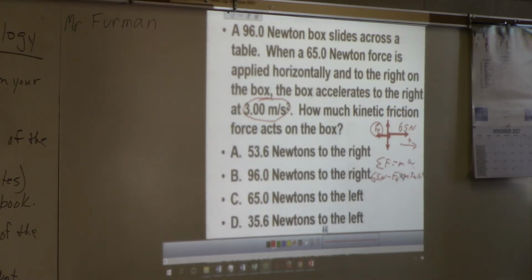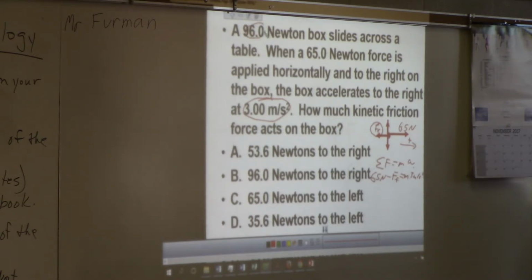What am I trying to find? Friction. Well, I've got a number here, I've got a number here, but I don't have the mass. Does the problem tell me the mass? Yes? No? What have I not used out of the information that was given?